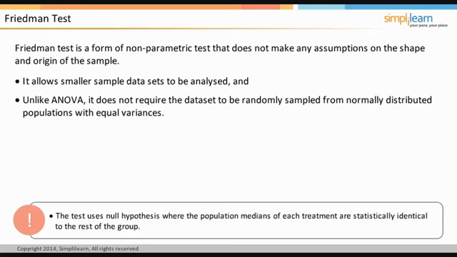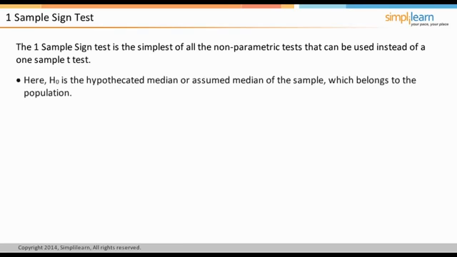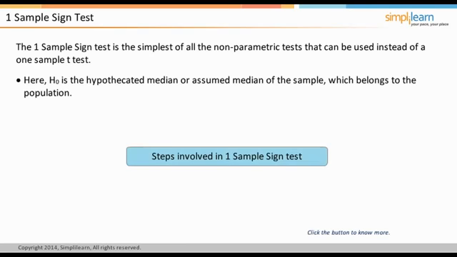In the next screen, we will learn about the one-sample sign test. The one-sample sign test is the simplest of all the non-parametric tests that can be used instead of a one-sample t-test. It is similar to the concept of testing if a coin is fair in showing heads or tails. Here, the null hypothesis, represented as H0, is the hypothesized median or assumed median of the sample which belongs to the population. Click the button to view the steps involved in the one-sample sign test.